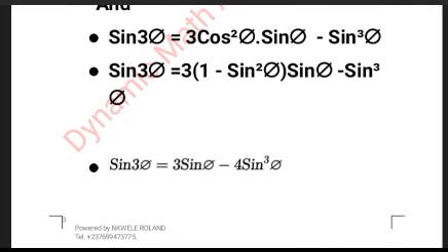So we know very well that cos square theta is equal to 1 minus sin square theta. So if we open this bracket very well and simplify, then our proof will just come out clearly. So that's it for the question.